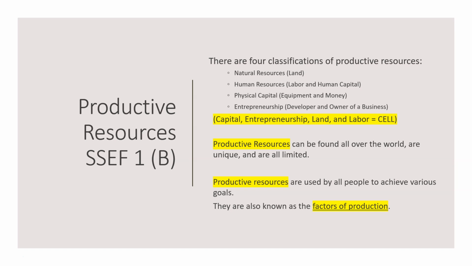Okay, productive resources are used by all people to achieve various goals. You use them on a daily basis. Oftentimes you just have no idea. They're also known as the factors of production. And if something happens to any one of these 4 classifications or SELL, then production will either increase or decrease. So therefore, they are going to have an impact on production, which is why we call them the factors of production.